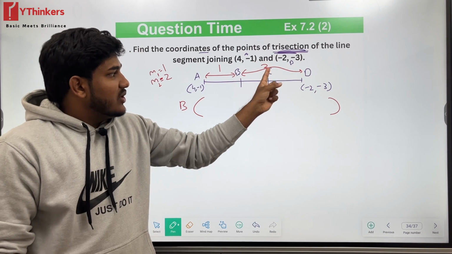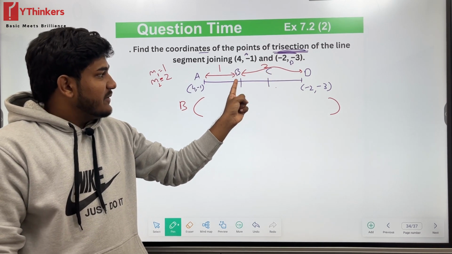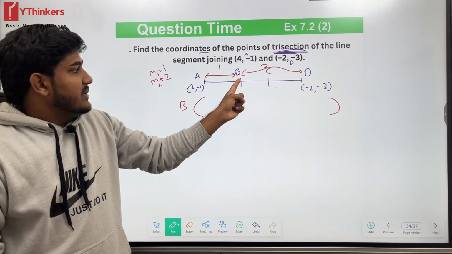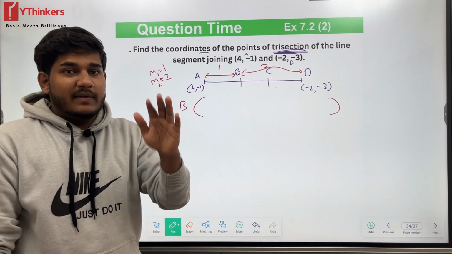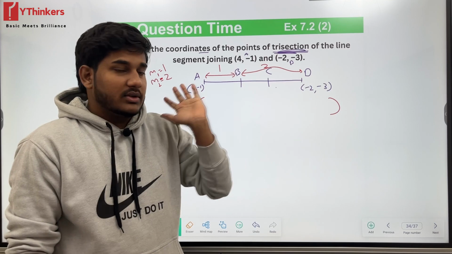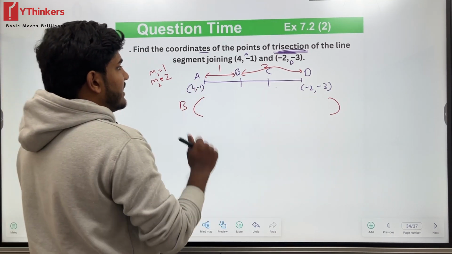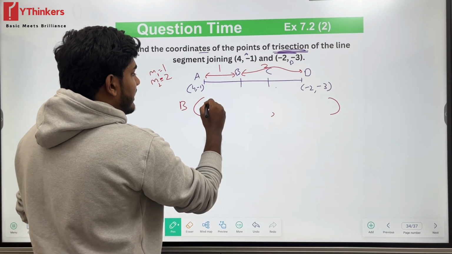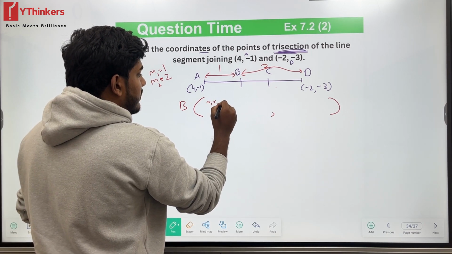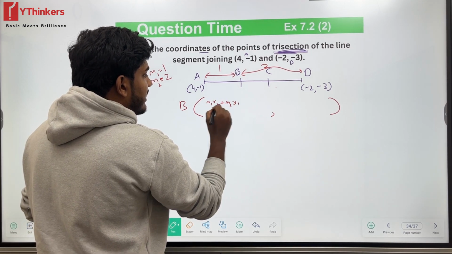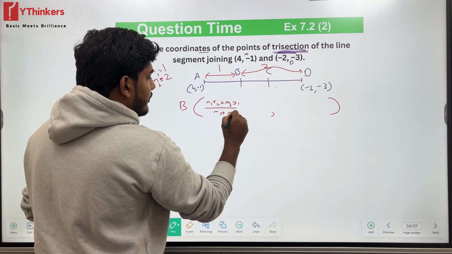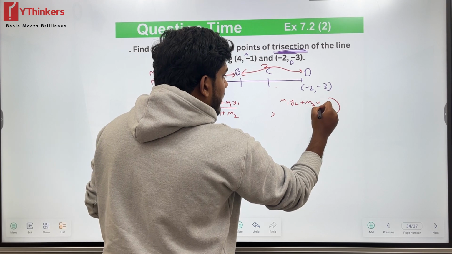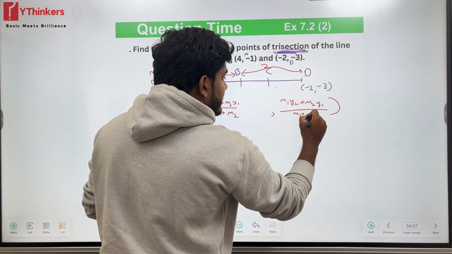Okay, why is it 2? Because C is also coming in between. So that's why from here to last it will be 2 kilometers, from here to here only 1 kilometer. So M1 we have got as 1, M2 we have got as 2. No problem. Let's find out the coordinates. So what will be the x coordinate? (M1 x2 plus M2 x1) divided by (M1 plus M2). Same way (M1 y2 plus M2 y1) divided by (M1 plus M2).